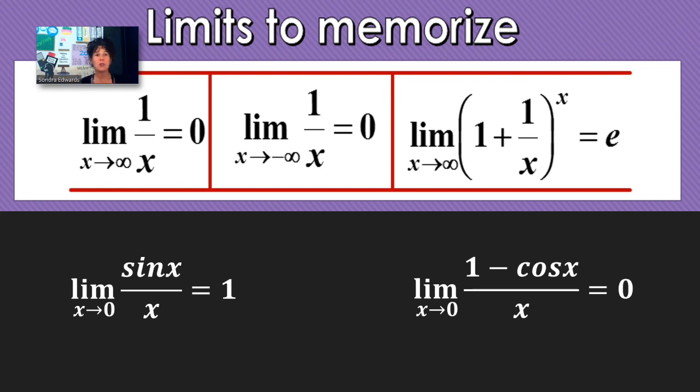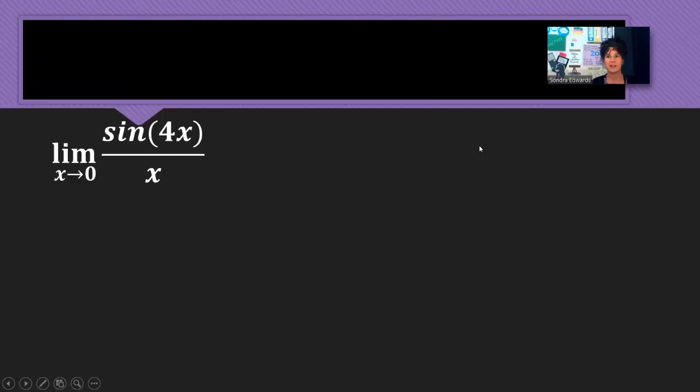Sometimes you will see these 2 memorized ones here at the bottom. They're in there, but they're a little bit disguised. Okay, so I'm going to show you an example of what I mean. Here we have the limit as x approaches 0 of sine of 4x over x. You cannot factor the 4 out. Oh my gosh, please don't do that. That is an atrocity. Danger.